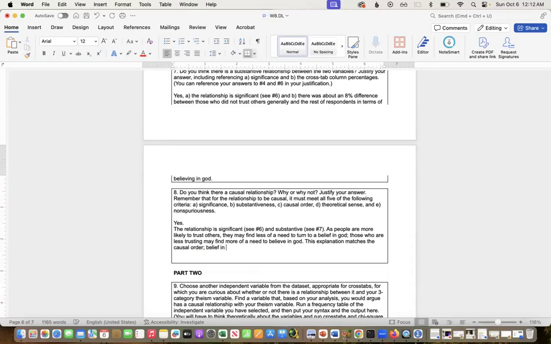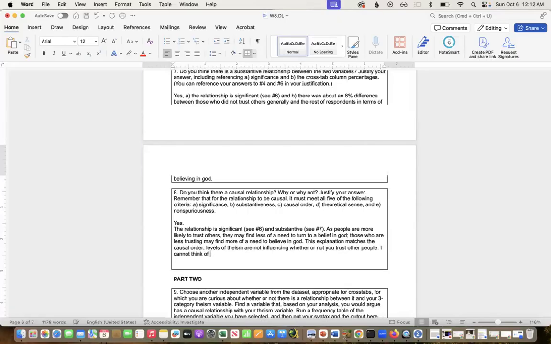Belief in God, or levels of theism, the extent to which you believe in God, is not influencing whether or not you trust other people. Again, I might have argued that it was the wrong causal order if the results came out differently, right? That maybe people who are very believing in God are more likely to trust others, but that's not what we found. And non-spurious, I cannot think of any preceding variables that would explain away the relationship.